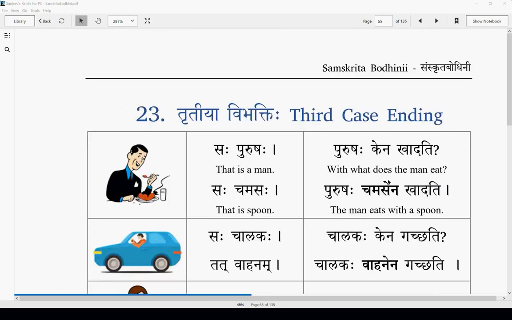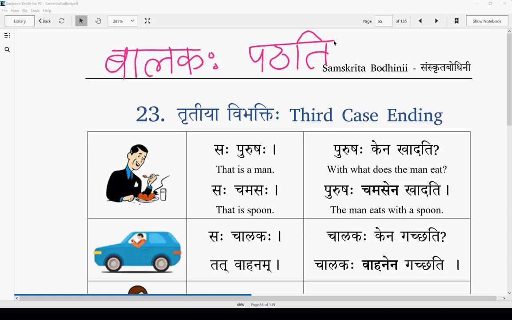Just to recap, for the Prathama and Dvitiya Vibhakti, the Udaharanam or example is, Balakaha Pathati. Pathati is the verb indicating the action, and this action is done by whom? It is done by Balakaha. It is in Prathama Vibhakti, whereas the base word or Pratipadikam is just Balaka.